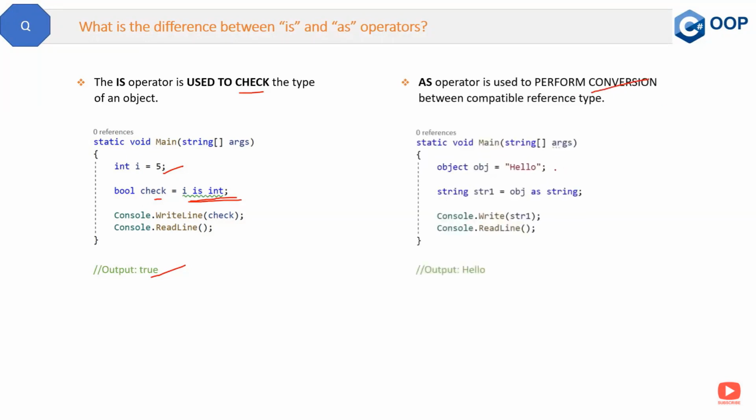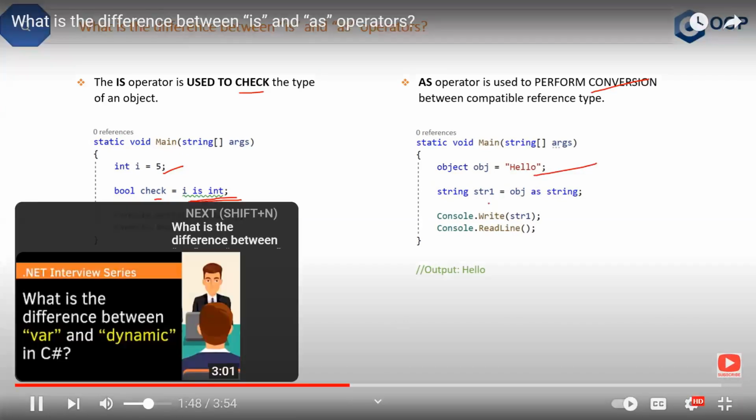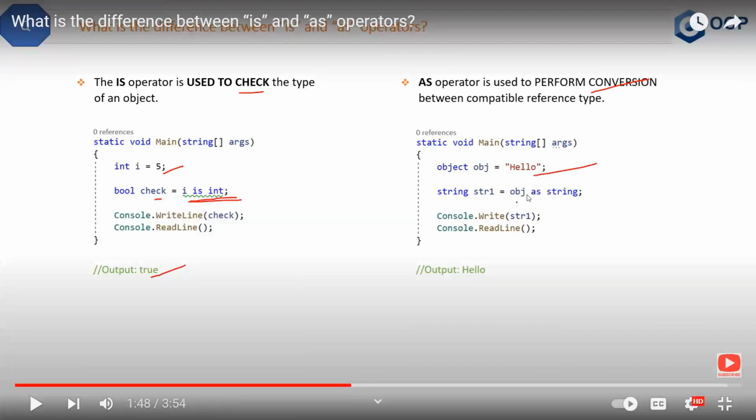See, here object obj is assigned a value hello, right? Now we want to store this hello in a string. And when we look at this one here, it says that whatever the object is, convert it to a string and save it into str1. Is it possible to do that conversion? If yes, it's going to save something in str1. Otherwise, it's going to be a null value.